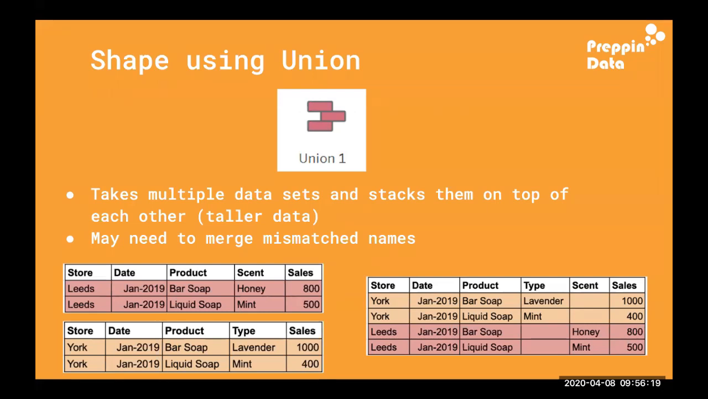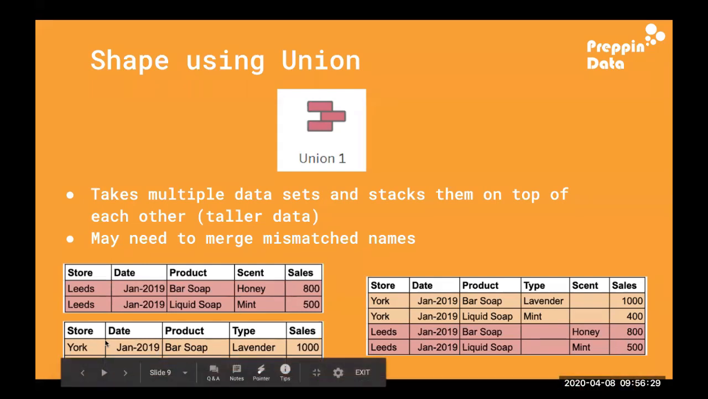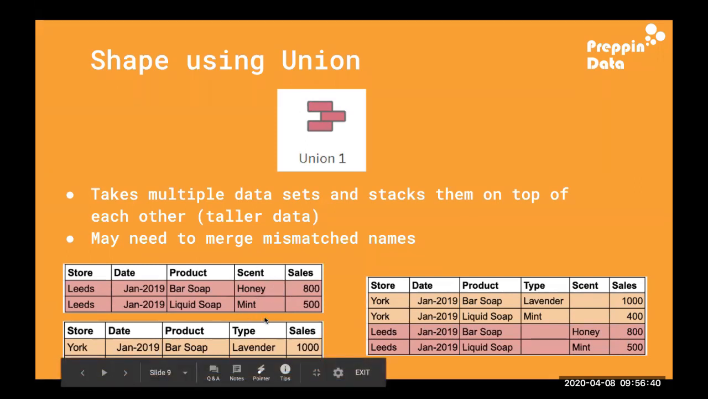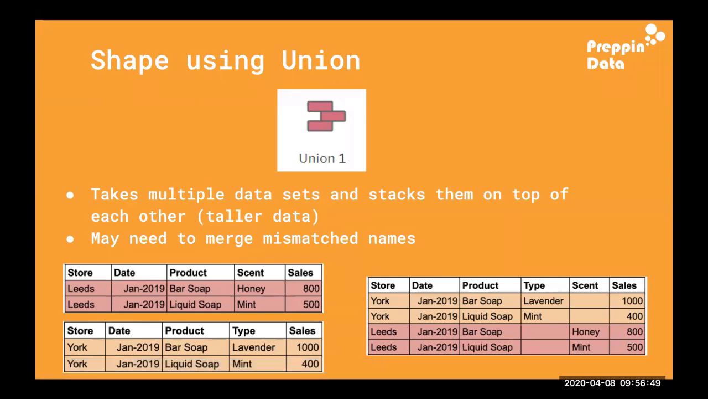The question I often get asked about these is, what happens if I have mismatched fields? Well, first of all, let's talk about what creates a mismatched field within a union. It's where we have different names in our data sets. Here I've got some soap sales from my Leeds store and my York store, but in my Leeds store, they capture the flavor, the type of soap, as the word scent, in that column, whereas in my York store, they're capturing that scent as type. We mean the same thing, they've just called them two different things.